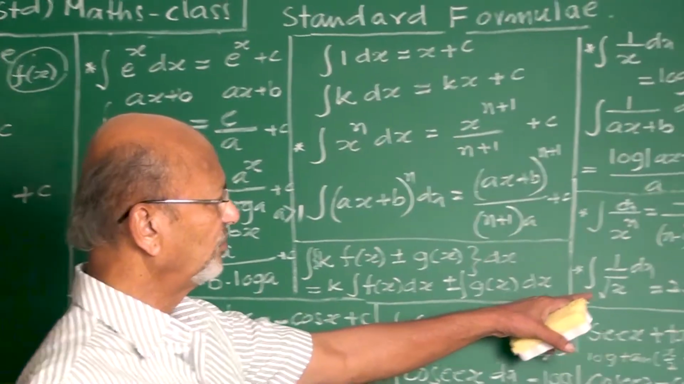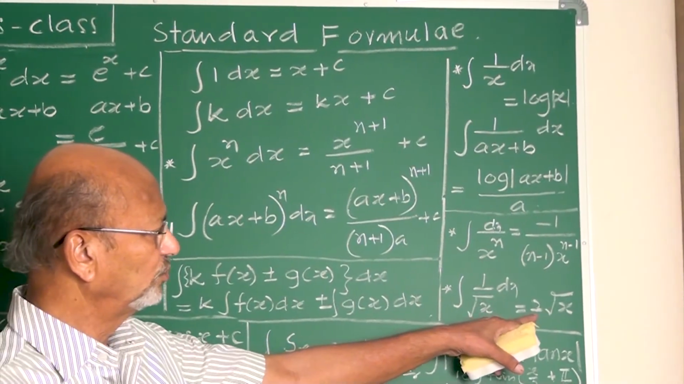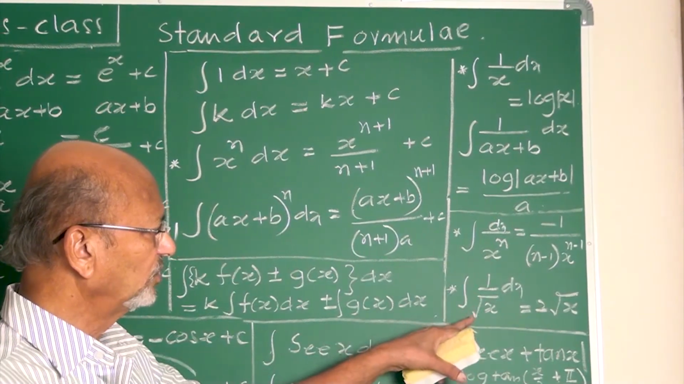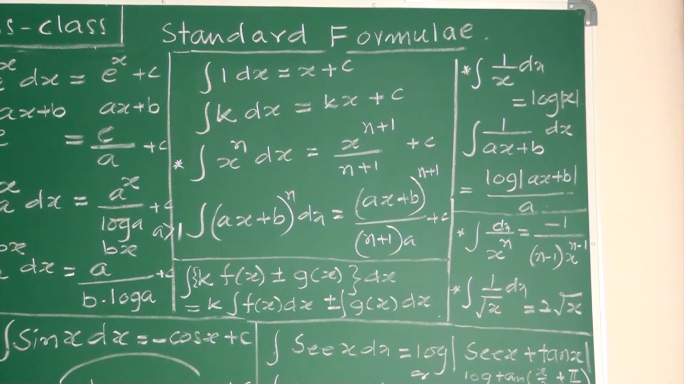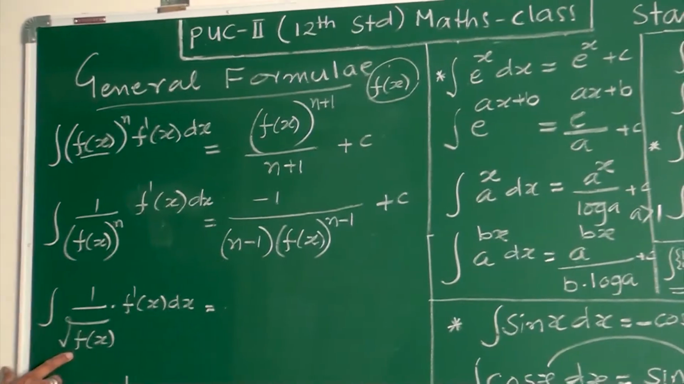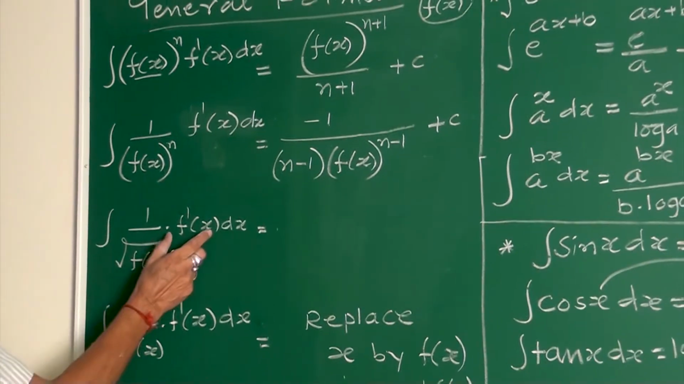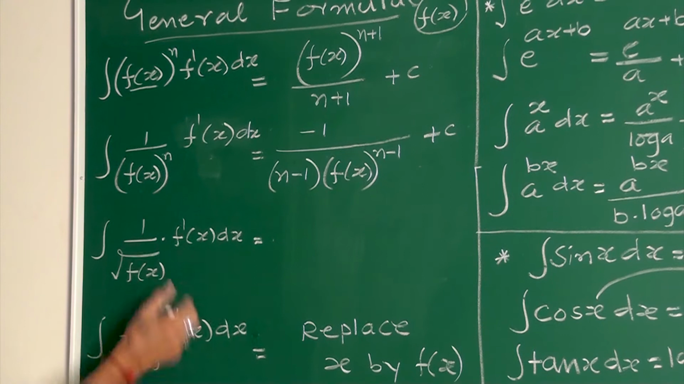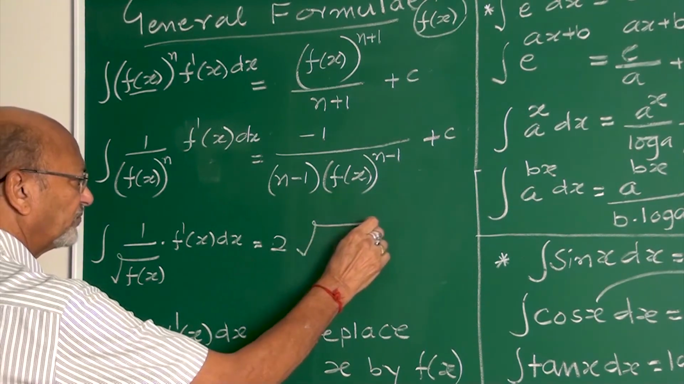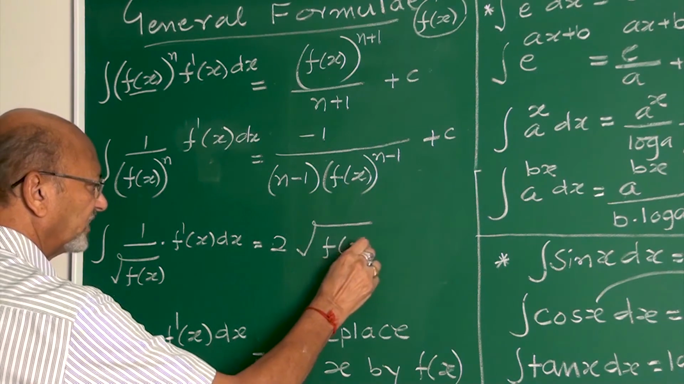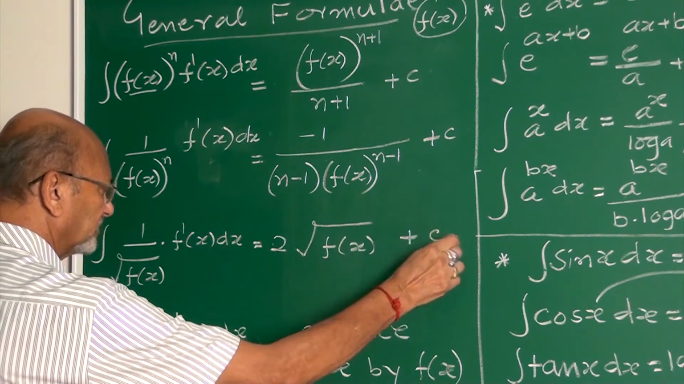Third, my friend, this. What is the integral of 1 upon root x? It is 2 root x. Replace your x by f(x). This is 1 by root f(x), other than x it needs its derivative, f'(x) dx. Apply the same. It is 2 root f(x), 2 root f(x) plus as usual c.